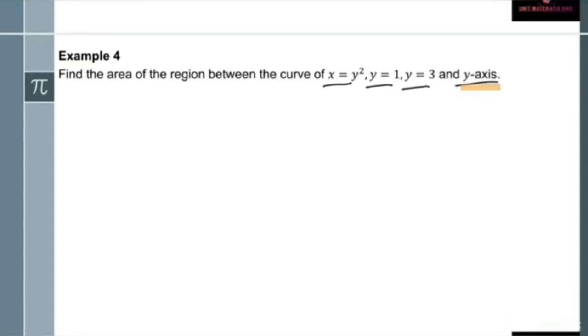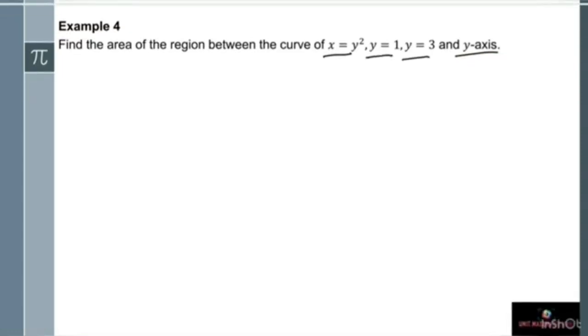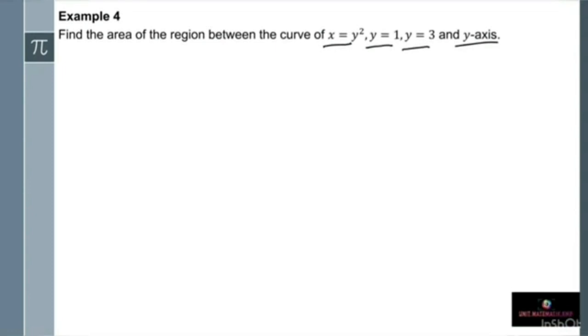Find the area of the region between the curve x equals y squared, y equals 1, y equals 3. The difference here is that we are not given a graph or a region, so what we have to do first is sketch the function. When we sketch this, we should have something like this.